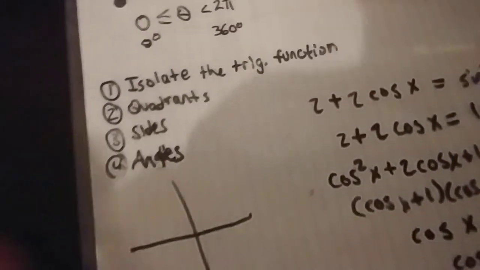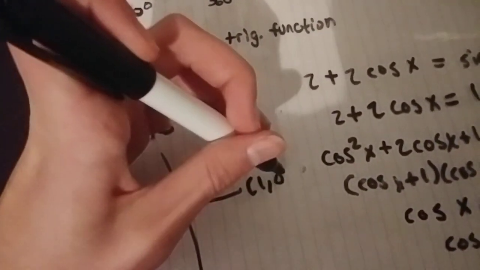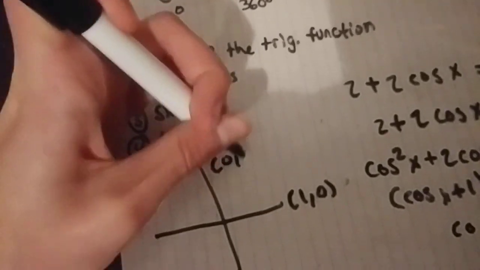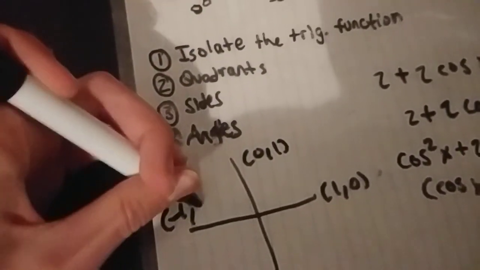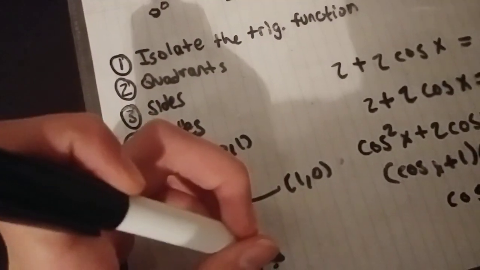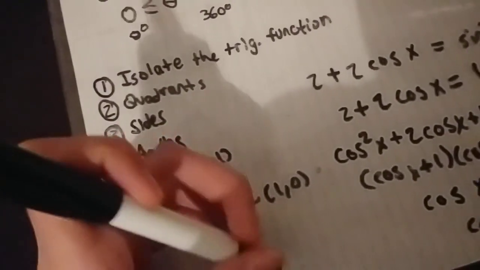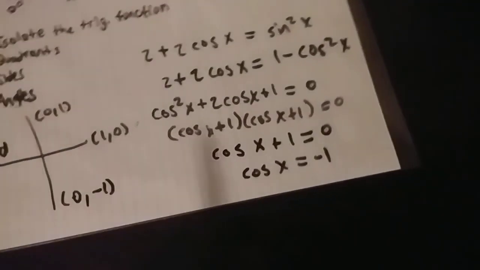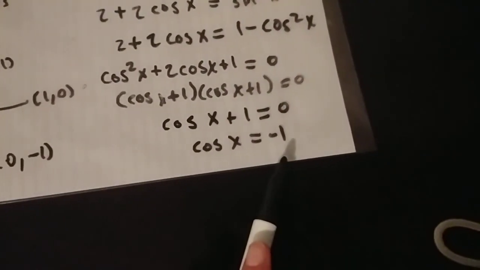And if you think about it, if you were to draw your quadrants, the point here is 1, 0. Point here is 0, 1. Point here is -1, 0. Point here is 0, -1. Cosine is x. We know that. X equals -1. Where is x -1? Not there. Not there. Oh, there.